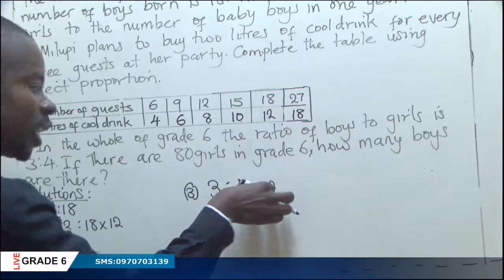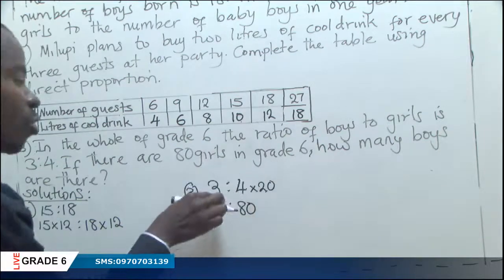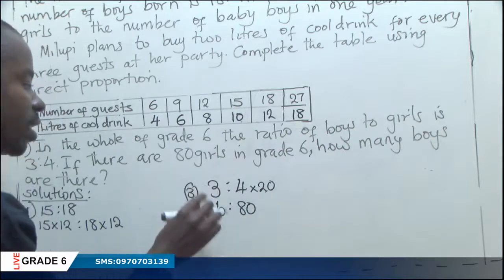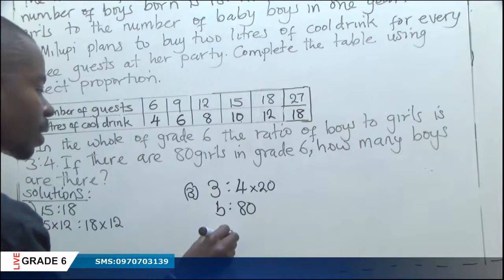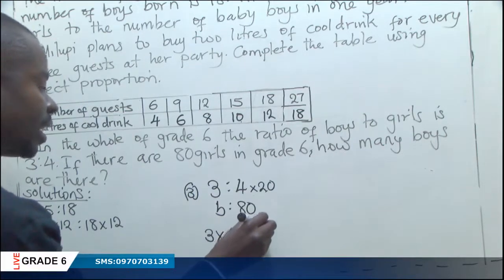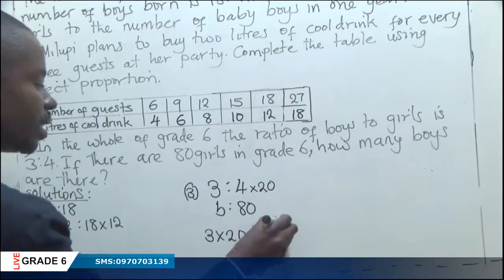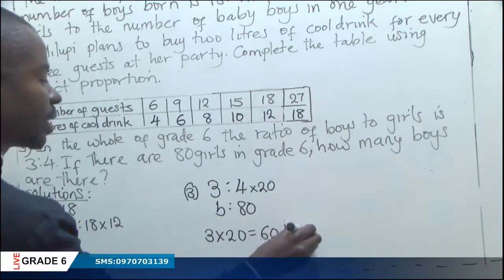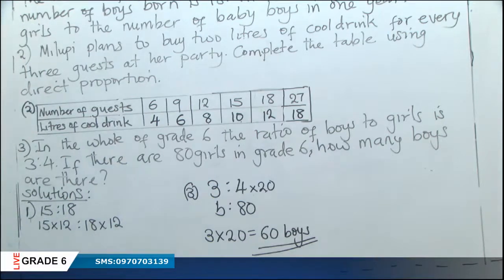So the same 20 which they have used to multiply this side is the same 20 that you are going to use to multiply even that side. So we are going to say 3 times 20, the answer is 60. Therefore, we have 60 boys.